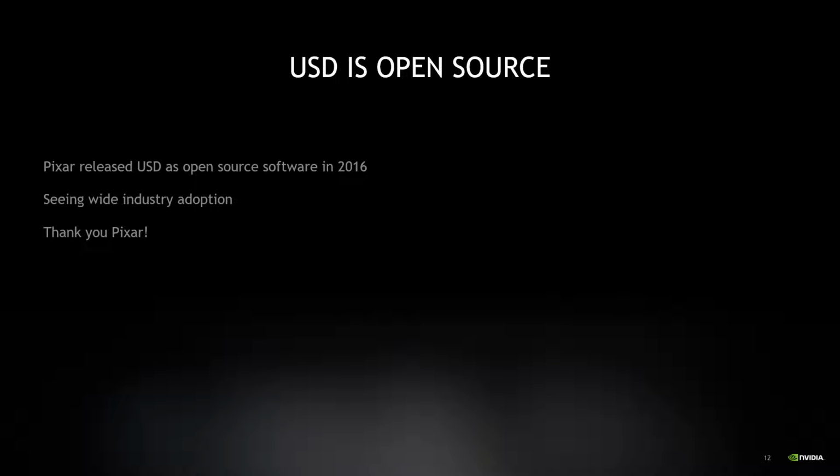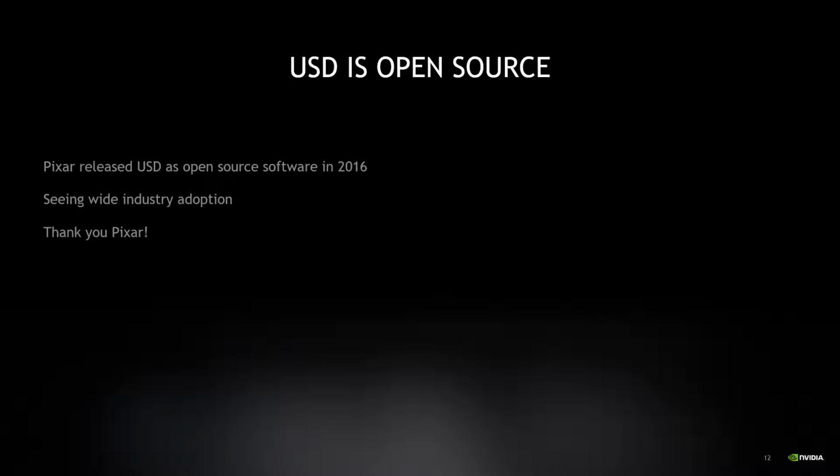So a very important fact is that USD is open source. So in 2016, Pixar released USD as open source software. So, it's almost a million lines of code. All of that, 800,000 maybe, but all of those lines of code were put out for public consumption on GitHub for anybody to download and use. And that's a tremendous step in establishing a standard that other people can use too.